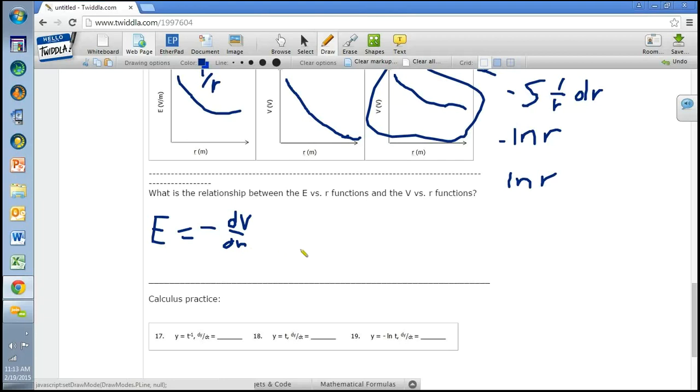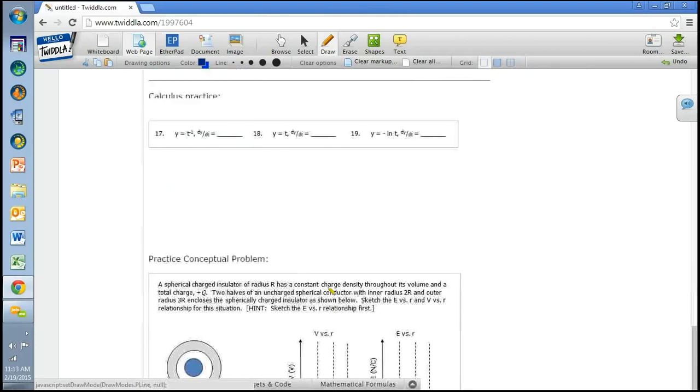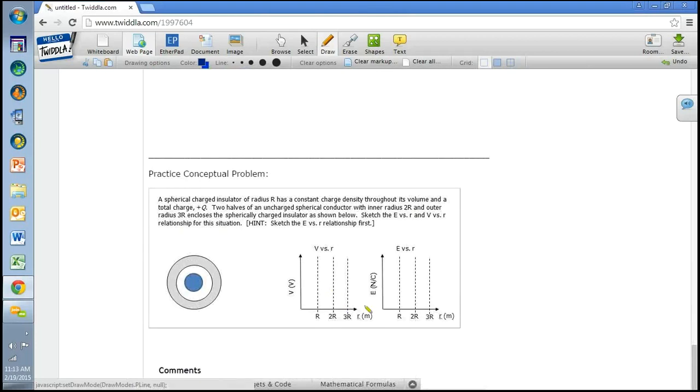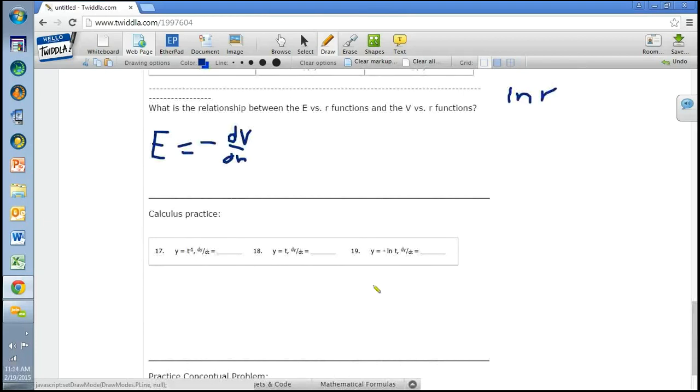Or you can actually write that as an integral as well. So that's kind of our consensus here. Now I've got a little bit of practice here in terms of doing some calculus, but I'm running out of time. So I want to look down here at this one, because this is part of your lab. If you're in calculus already, this shouldn't be a problem. If you're not in calculus, then you might want to buddy up with somebody who is and see if you guys can work together on those three problems.